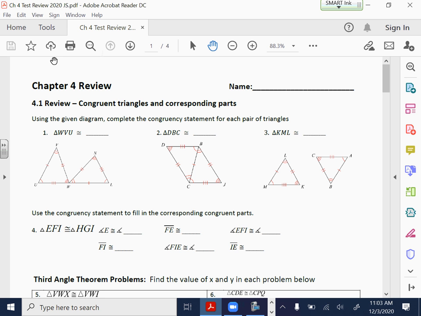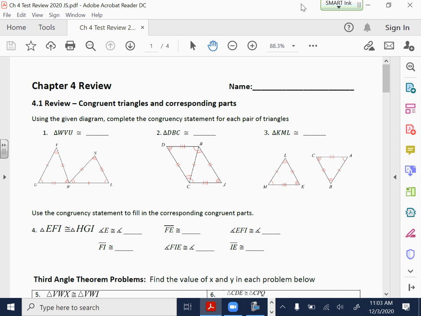So I usually don't do this, but this is the Chapter 4 review. Since we are virtual learning, I want to give you guys as much help as I can on this Chapter 4 test. So I don't know how long this video is going to be, but feel free to fast forward to get to the problems that you need to go over.